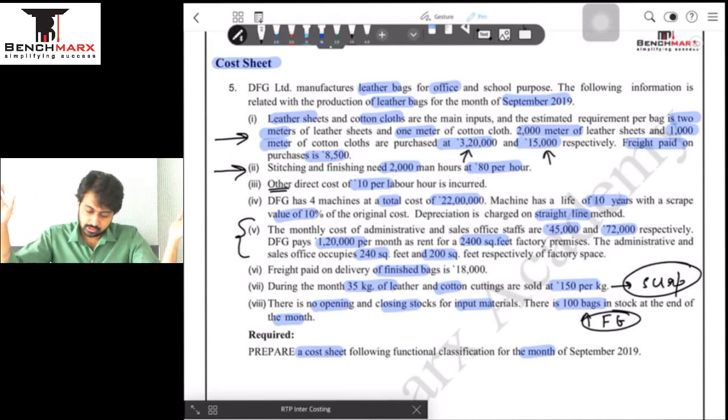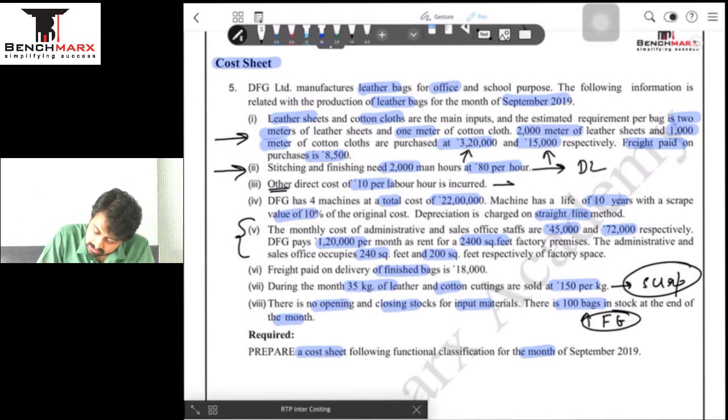ओ स्टिचिंग एंड फिनिशिंग इज मोर लाइक लेबर कॉस्ट, सो दिस अपियर्स टू बी अ डायरेक्ट लेबर एंड दिस इज अ डायरेक्ट कॉस्ट. सो टेंशन नहीं है. तो दिस स्टिचिंग एंड फिनिशिंग इज अ लेबर कॉस्ट, सो लेबर ऑब्वियसली इज अ पार्ट ऑफ प्राइम कॉस्ट. एंड अदर डायरेक्ट कॉस्ट ऑफ 10 इज डायरेक्ट कॉस्ट बिकॉज दे आर मेंशनड डायरेक्ट. सो डीएम एंड डीएल आर डायरेक्ट कॉस्ट. एनी अदर कॉस्ट मेंशनड स्पेसिफिकली टू बी डायरेक्ट लाइक दिस आर ऑल्सो टू बी टेकन इन द प्राइम कॉस्ट. सो टेंशन नहीं है अपने को.